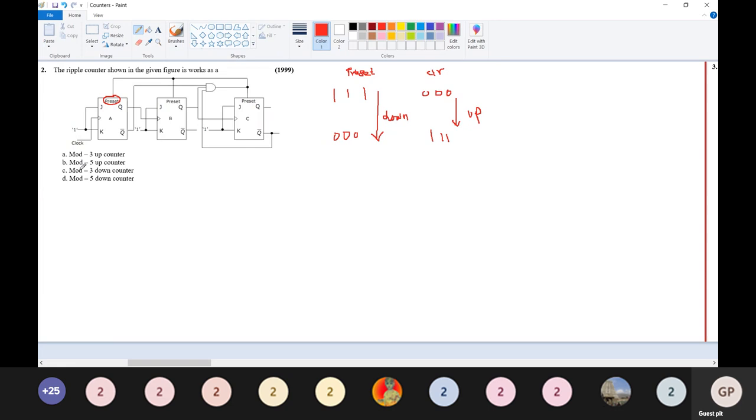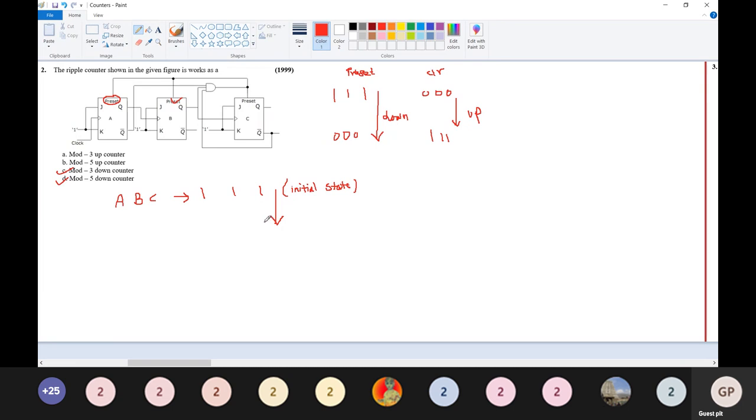So now you have only two options. It will be either mod 3 or mod 5, because one of the inputs here is preset. On preset operation, the inputs ABC are set to 1, 1, and 1. So that will be your initial state, and it starts decrementing like this. So you have to see till which count it is decrementing.